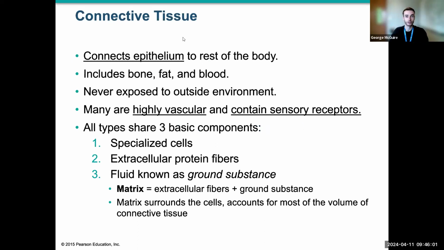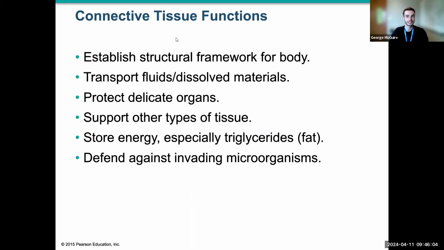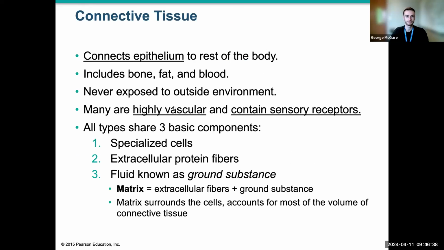But it has a lot of different roles. So I guess I'm kind of skipping ahead here, right? Our functions of connective tissue. They not only connect our organs and hold things in place, but they establish that structural framework with bone. They transport fluids with things like our blood. They protect your delicate organs. They support other tissue types. They store energy. Your adipose tissue is a type of connective tissue, which not only stores energy, but also protects against electrical damage and heat damage. And our connective tissue is responsible for a majority of our immune function, defending against invading microorganisms.